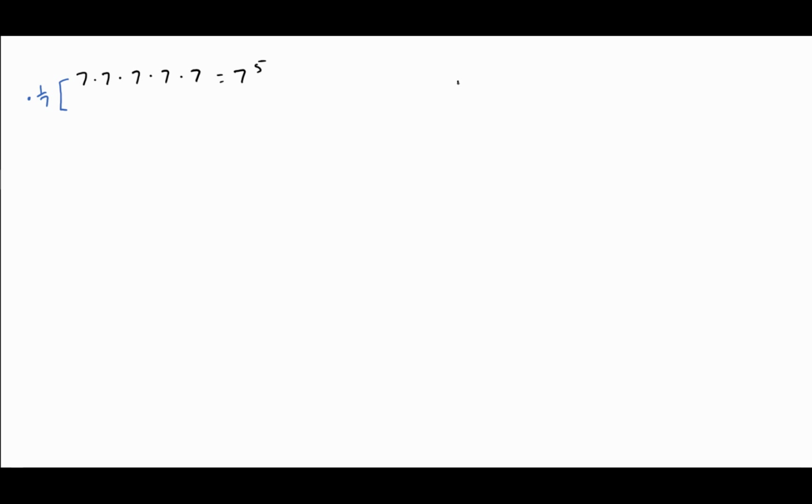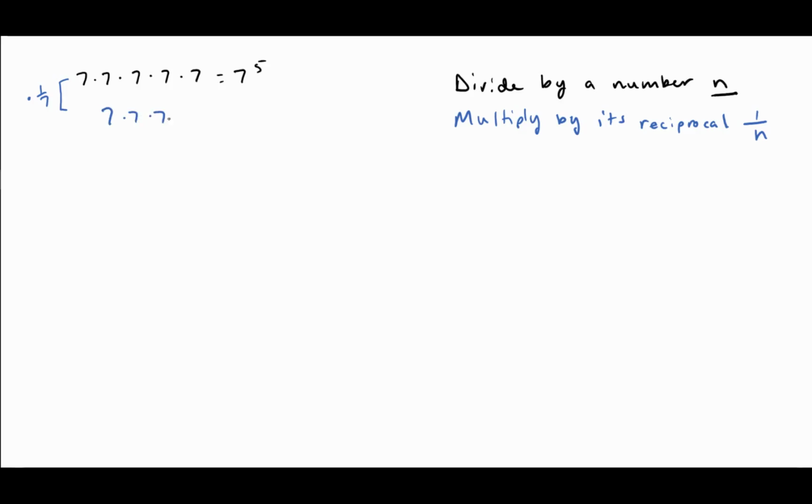If we ever want to divide by a number n, we can instead just multiply by its reciprocal, which would be 1 over n. So in this case, if I want to divide by 7, I can just multiply by 1/7, same thing, and that's going to get rid of one of my 7s. So instead of having 5 7s, I'm going to have 4 7s. And we could continue this pattern.